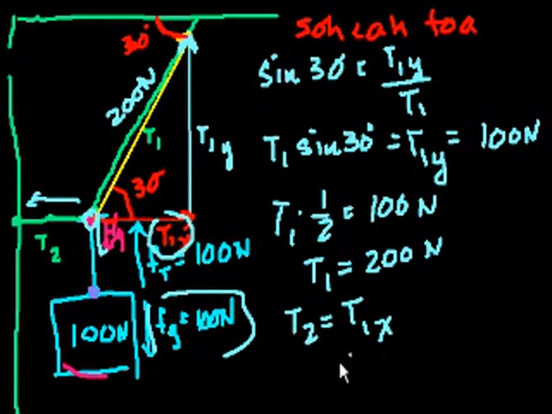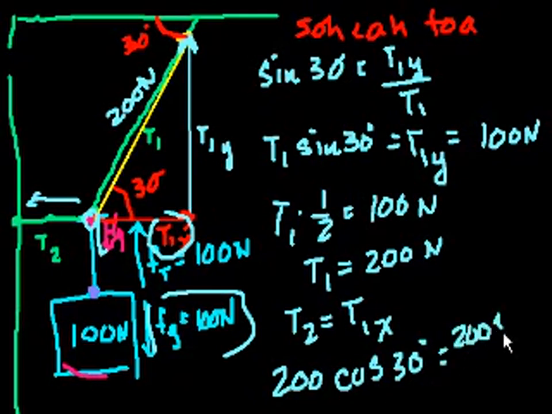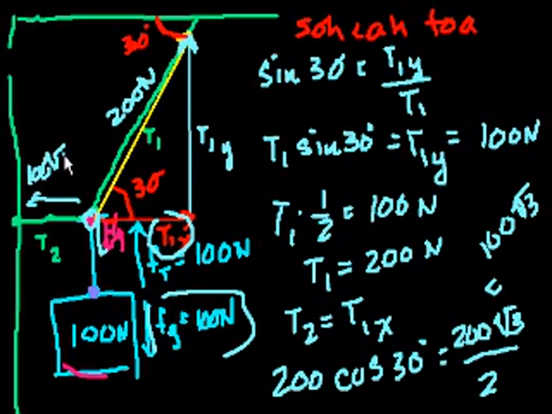And what's the x component? It's going to be the tension in the first wire, 200 newtons, times the cosine of 30 degrees, because it's adjacent over hypotenuse. And that's square root of 3 over 2. So it's 200 times the square root of 3 over 2, which equals 100 square roots of 3. So the tension in this wire is 100 square roots of 3, which completely offsets, and it's to the left, and the x component of this wire is 100 square roots of 3 newtons to the right.